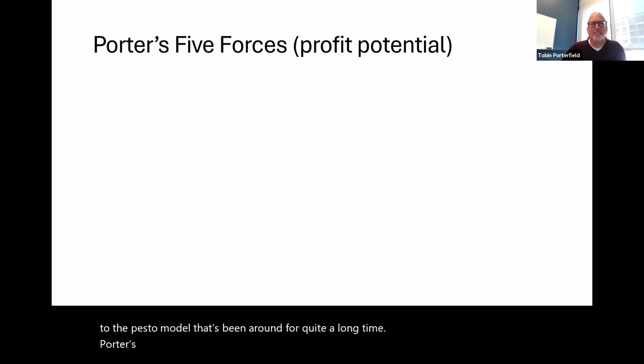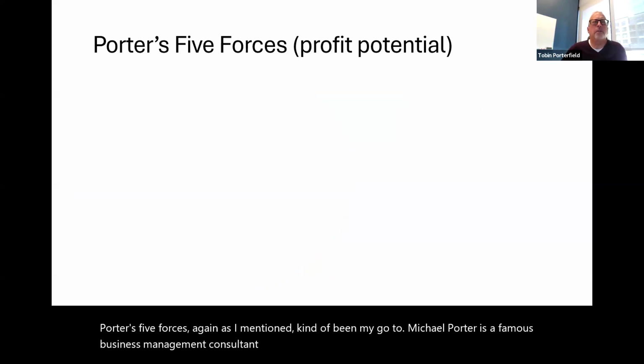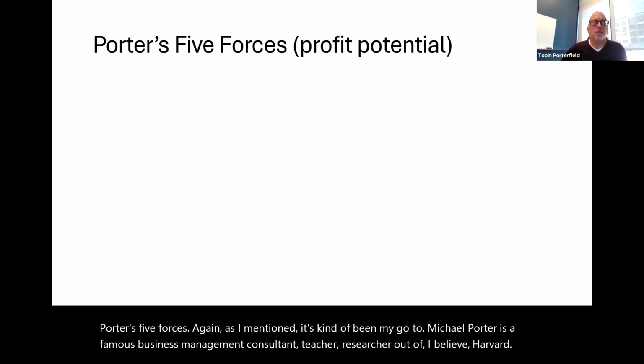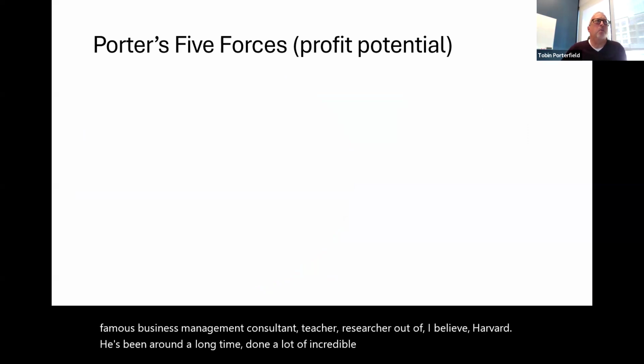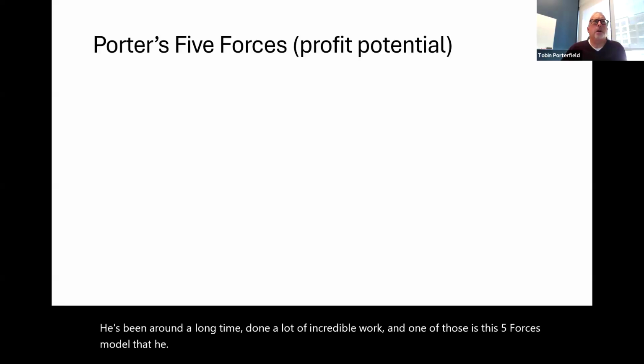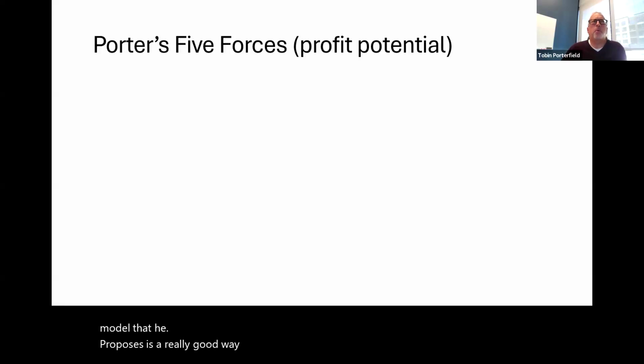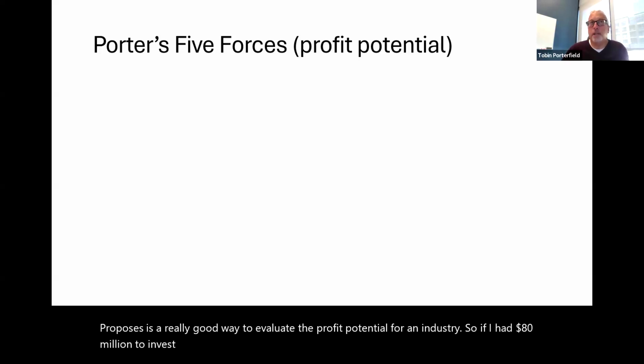Porter's Five Forces, as I mentioned, has been my go-to. Michael Porter is a famous business management consultant, teacher, and researcher out of, I believe, Harvard. He's been around a long time and done a lot of incredible work. One of those is this five forces model that he proposes, a really good way to evaluate the profit potential for an industry. So, if I had $80 million to invest in something, should I go into the iPhone industry? Should I go into the car manufacturing industry?